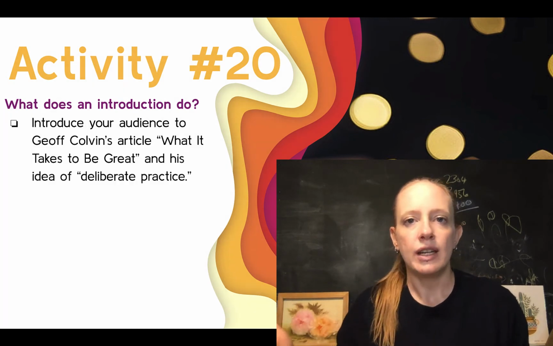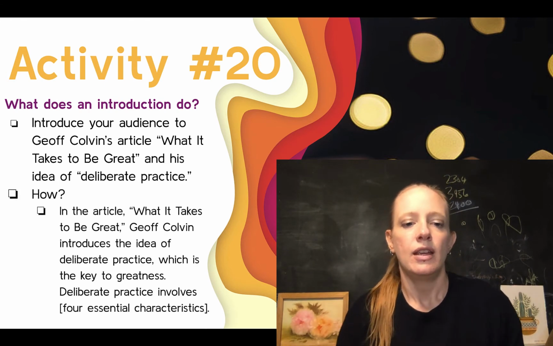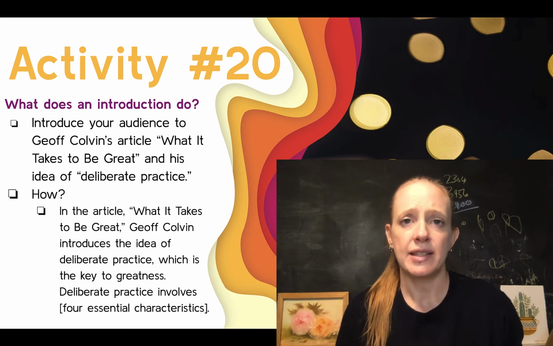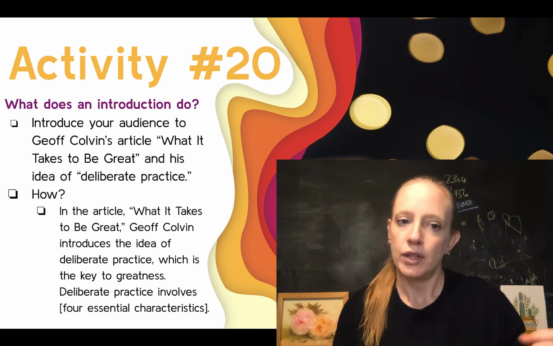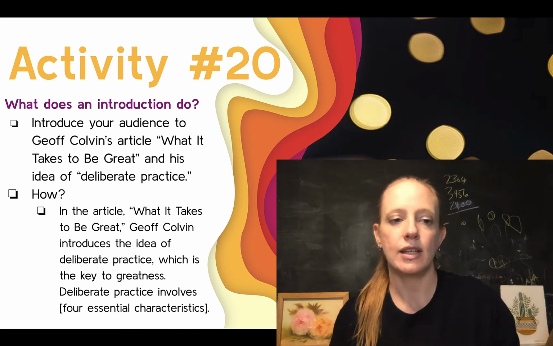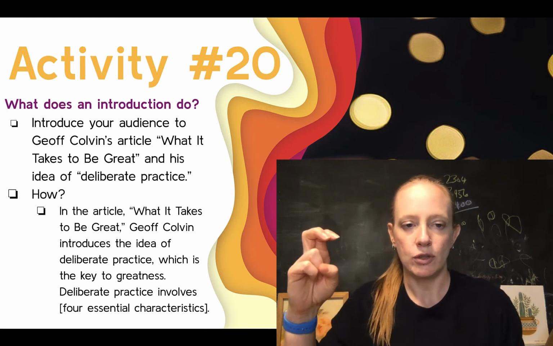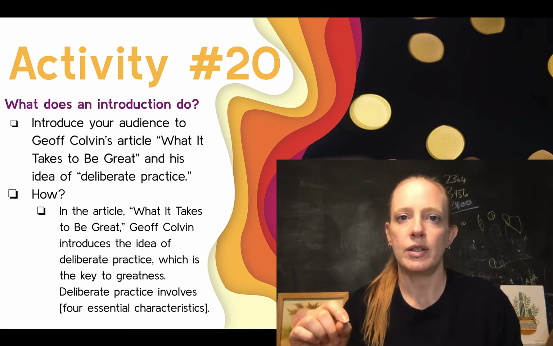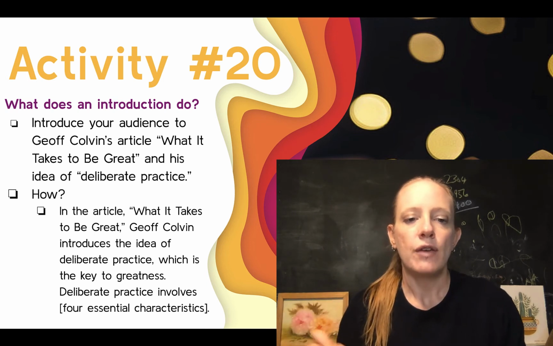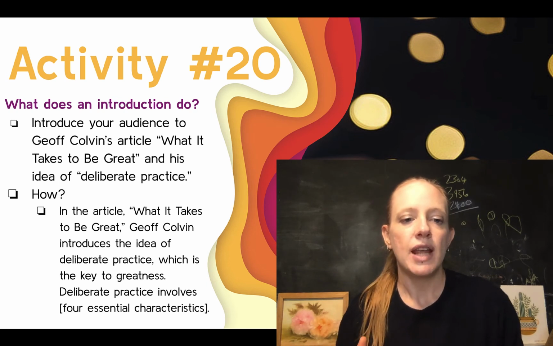The next thing you're going to need to do is to introduce your audience to the article and the idea of deliberate practice. Here's how you're going to do that. You can actually use this sentence as a sentence frame. In the article, comma, and then quotation marks, and note where the capitalizing is because you need to make sure you copy that. What it takes to be great, comma, and quotation marks. See, those commas are important. Make sure you're using them where they go. Jeff Colvin, again, make sure his name is capitalized the same as you see it there. Introduces the idea of deliberate practice, which is the key to greatness.